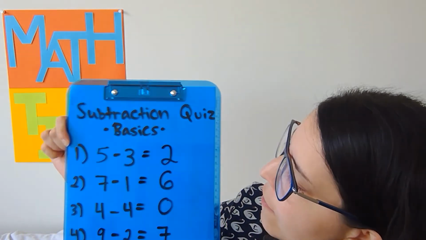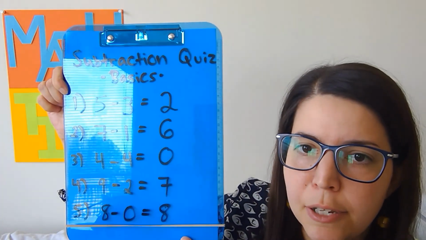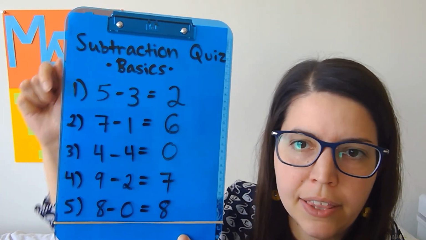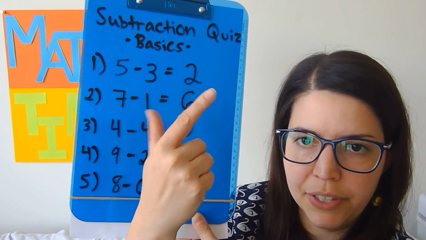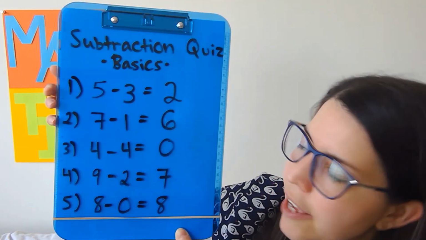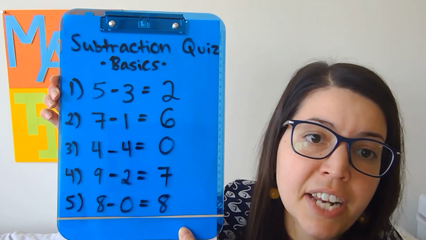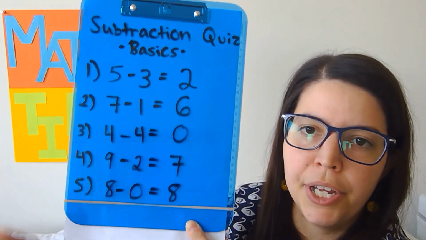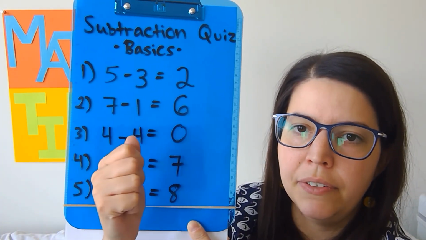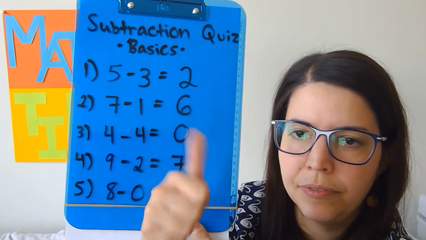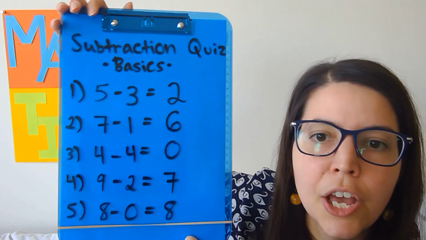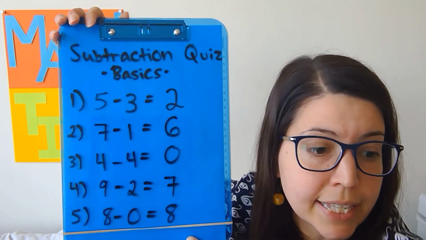So 5 minus 3 is going to be equal to 2. I could have counted up from 3, and then I've got 4, 5, so that's 2. 7 minus 1 is 6. Maybe this time I would have counted down because that would have been easier since I just have to go down by 1. So 7, 6. Got my 6 here.